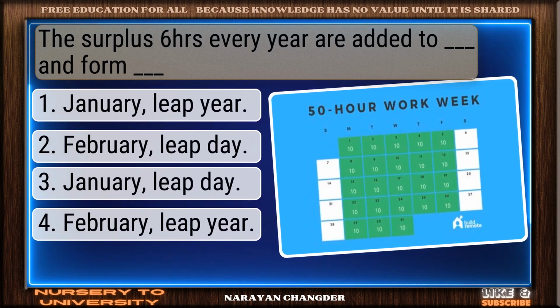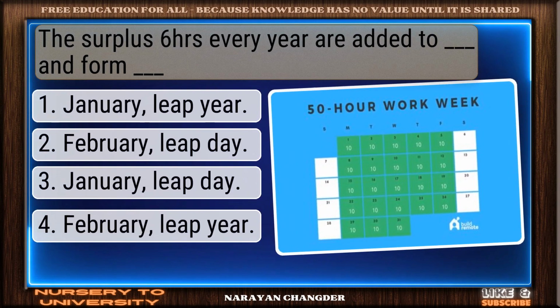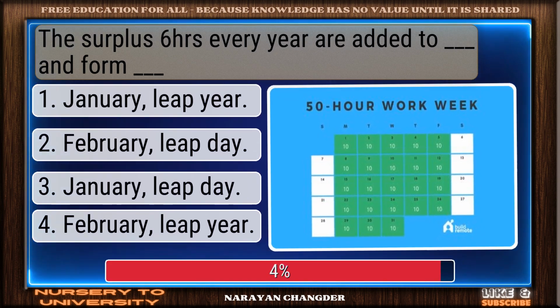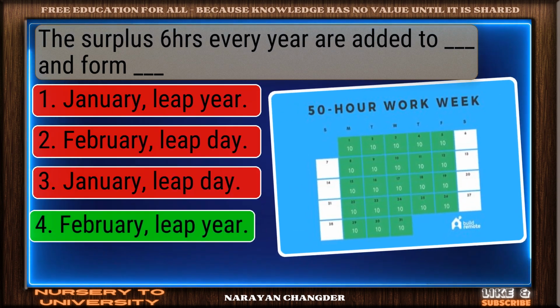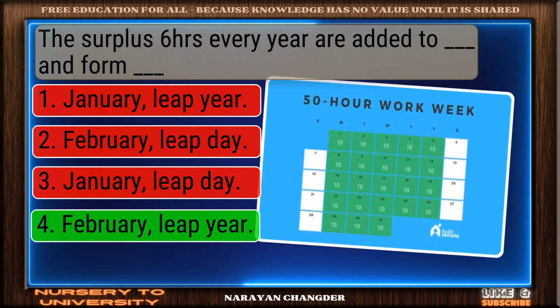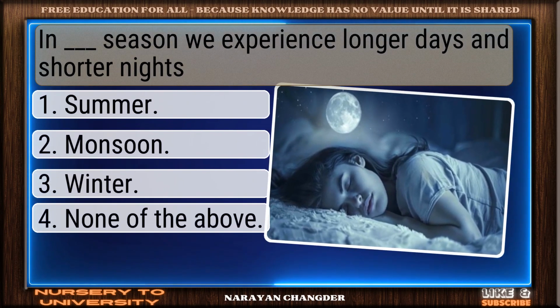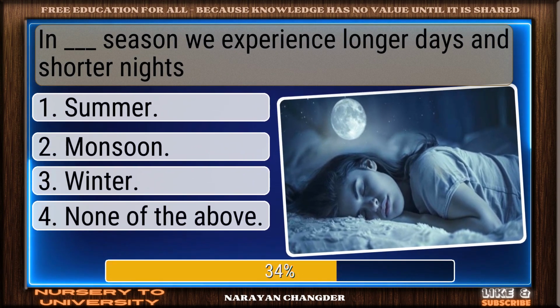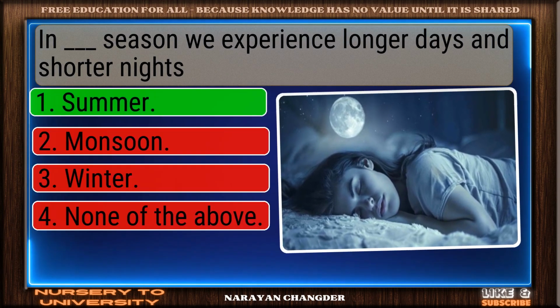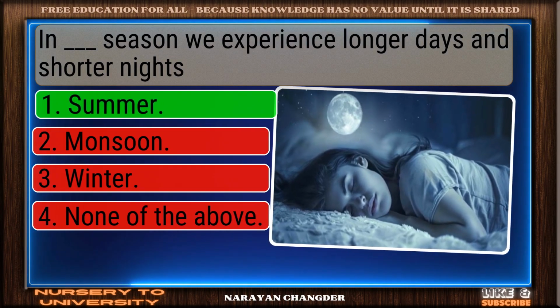The surplus hours every year are added to dash, dash, and form dash. Correct. February leap year is the right answer. In dash season, we experience longer days and shorter nights. Great thinking. Summer is the right choice.